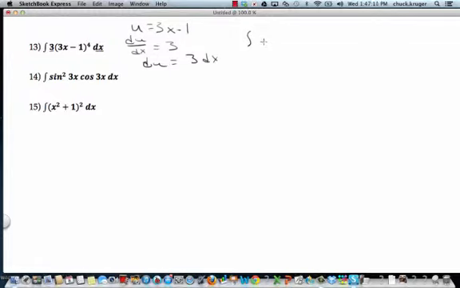as u to the 4th du. So I'm going to have 1/5. I'm going to get rid of the u right away. And I'm going to put in 3x minus 1 to the 5th, right? Because it would be 1/5 u to the 5th, and I replace u with 3x minus 1 plus c. There we go. Right, this one's a little tricky because it's trig, so I'm going to rewrite this one.